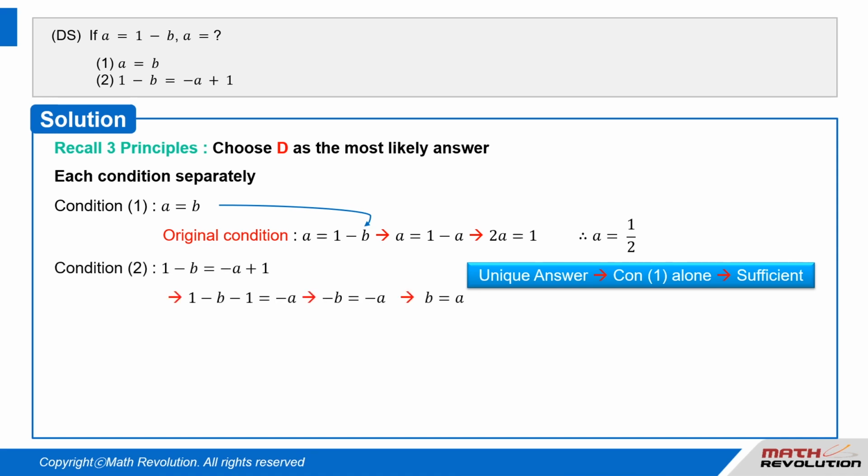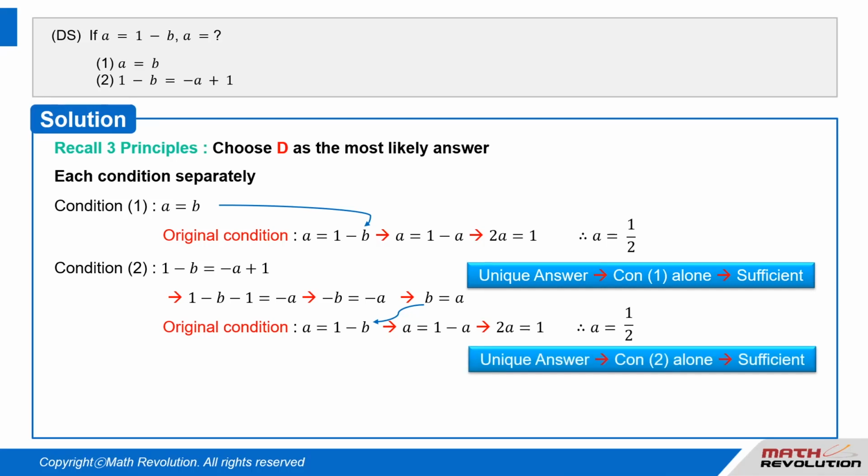Condition 2 tells us that 1 minus B equals negative A plus 1. That is, 1 minus B minus 1 equals negative A, or A equals B. Therefore, substituting A equals B in original condition A equals 1 minus B, we get A equals 1 minus A. That is, 2 times A equals 1, or A equals 1 over 2. Since it is a unique answer, this condition is sufficient.